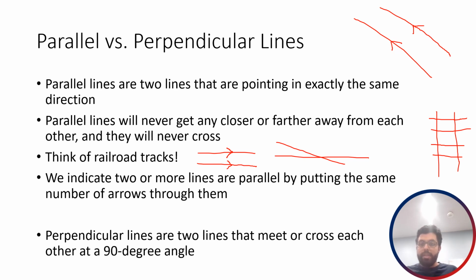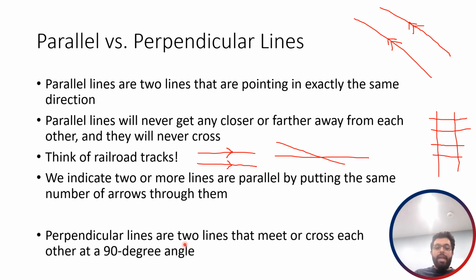If I'm dealing with different pairs of parallel lines, then I could put two arrows through this one and two arrows through this one to say that they're parallel to each other, but not to two other lines. So for instance, these two are parallel to each other, but they're not parallel to those two. That's why we've got one arrow going through each of these and two arrows going through each of those, something like that.